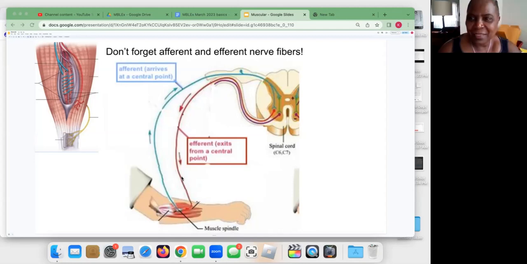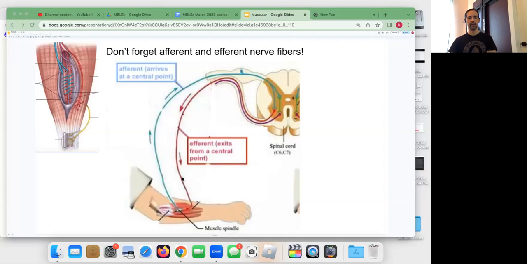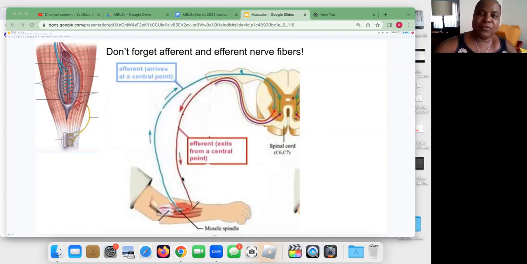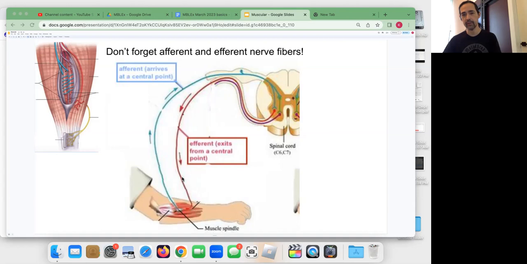Afferent with an A. And which one, humor me, exits the central nervous system? Is it efferent with an E or afferent with an A? Efferent with the E. That's right. What is the nature of an efferent impulse, motor or sensory?